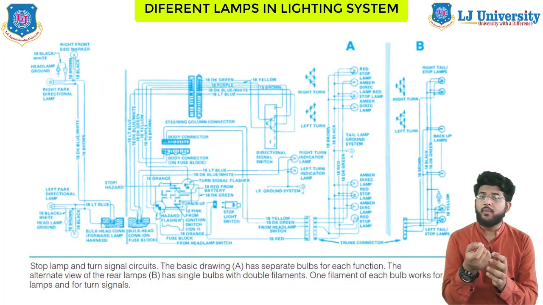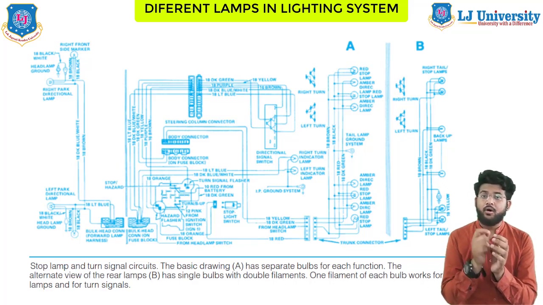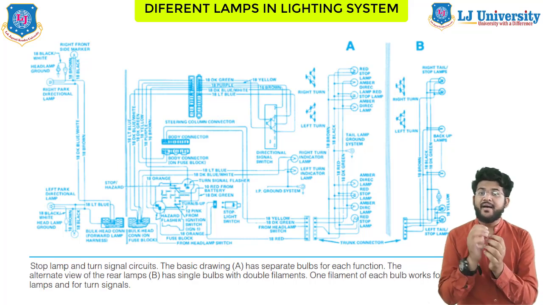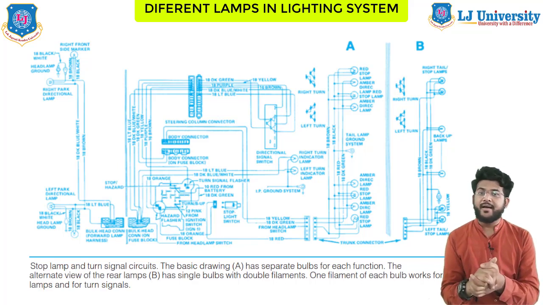Next is the stop lamp and turn signal circuits. Stop lamps, also called brake lamps, are always red. Our country's law requires a red center high mounted stop lamp, that is CHMSL, in later models. Turn signals or directionals are either amber or white on the front of the car and either red or amber on the rear of the car. Let's see the circuit diagram of it.